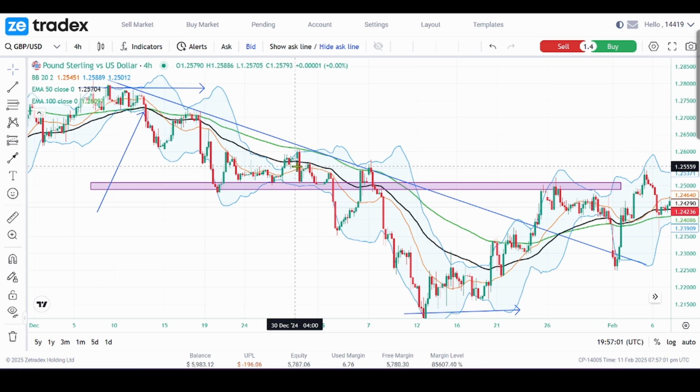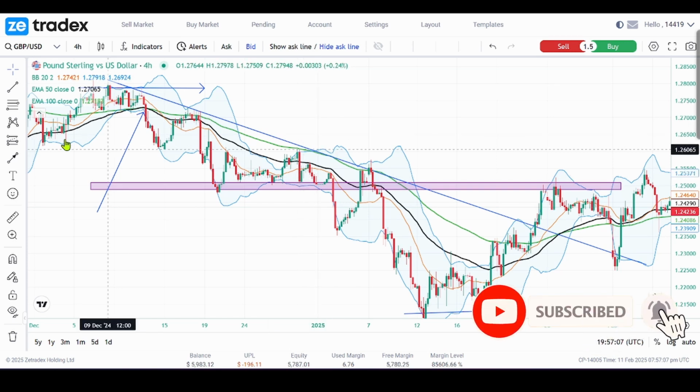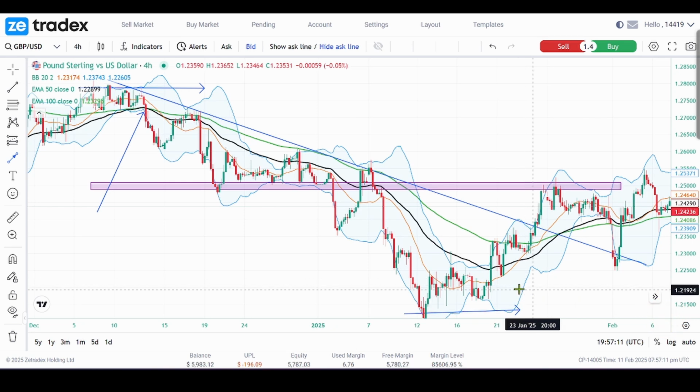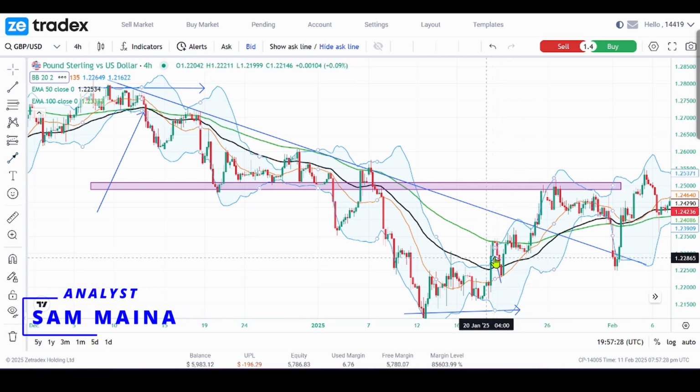Now, exit the trade when the candle closes outside the 50 period EMA. Let me show you what I mean. Now, this will be our exit point. This is our 50 EMA. Now we exit the trade when the candle closes outside the 50 EMA. This green candle, here will be our exit point.